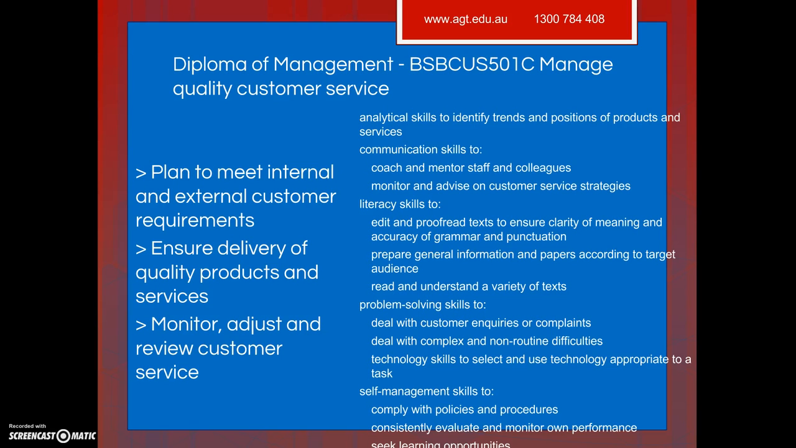You'll need to show that you've got problem-solving skills that allow you to deal with customer complaints and inquiries, that you can deal with complex and non-routine difficulties, and that you've got various technology skills to help with your problem solving. And finally, some of the other required skills that you'll need to demonstrate is self-management skills, to show your ability to comply with written policies and procedures, to show that you can consistently evaluate and monitor your own performance, and to show that you can seek learning opportunities.